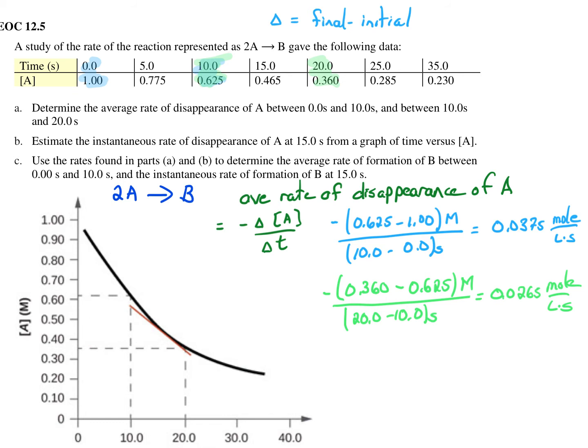We are next asked to estimate the instantaneous rate of disappearance of A at 15 seconds. For this part of the problem, to save time, I took this cartoon out of the instructor's manual. It plots the data here. For the instantaneous rate at 15 seconds, we go up to the curve at 15 seconds and draw a tangent line to the curve at that point. The slope of the line is going to be our instantaneous rate.